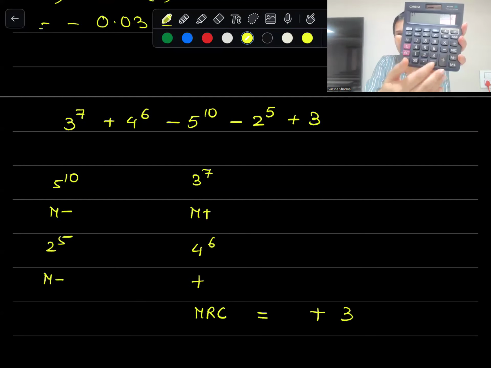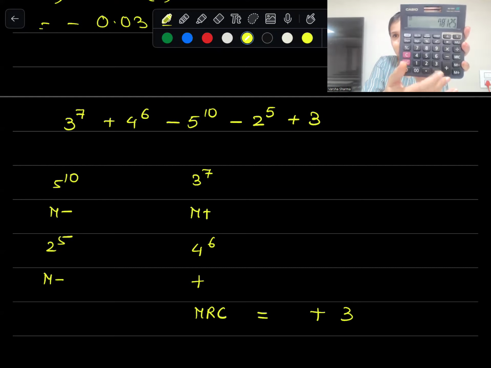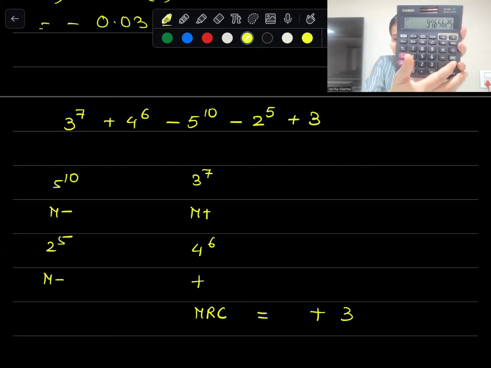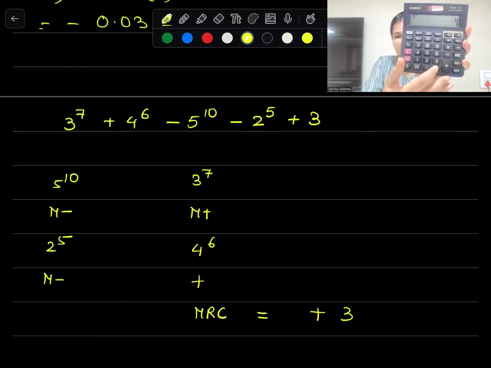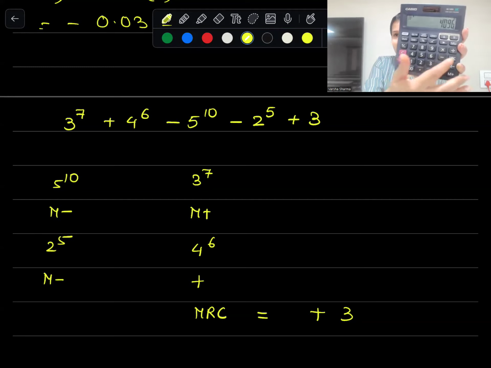So 5, 2, 3, 4, 5, 6, 7, 8, 9, 10. M minus. 2, 2, 3, 4, 5. M minus. 3, 2, 3, 4, 5, 6, 7. M plus. 4, 2, 3, 4, 5, 6. Plus MRC equal. Now adding 3.